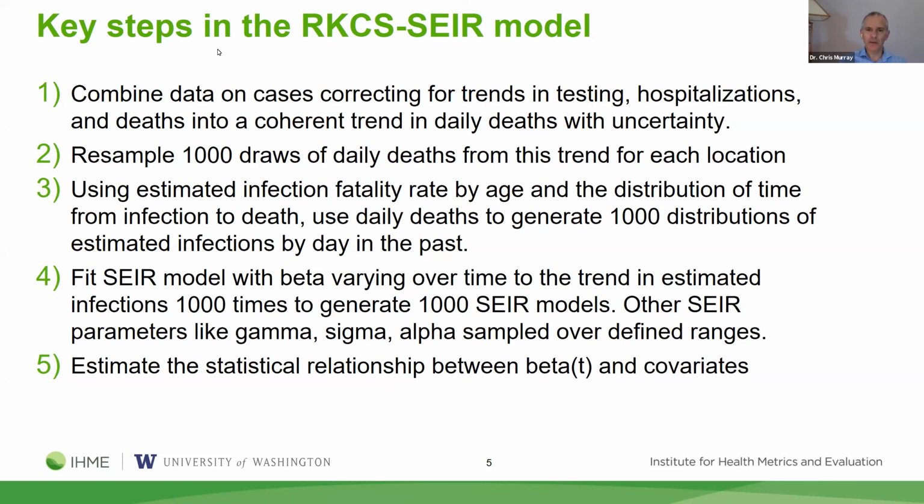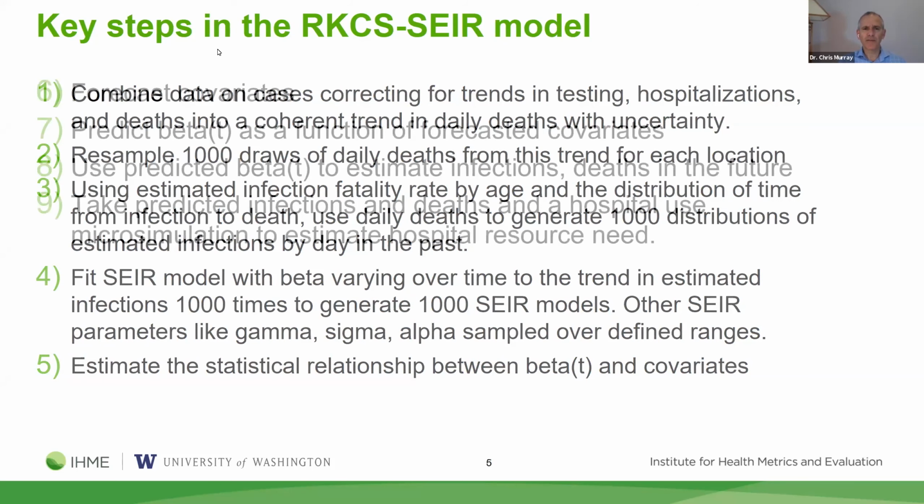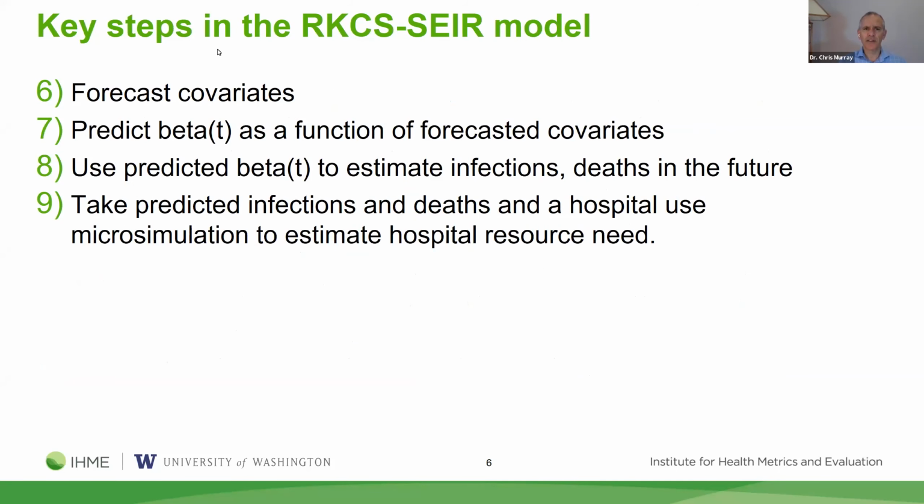And then we look at R, the famous R, which is the number of infections caused by each infectious case, and see how much of the variation in R in the past, or effective R, can be explained by covariates. We then forecast those particular covariates. We then use the forecasted covariates and those relationships to predict future transmission. We use that trajectory of future transmission, or effective R, to get estimates of infections and deaths.